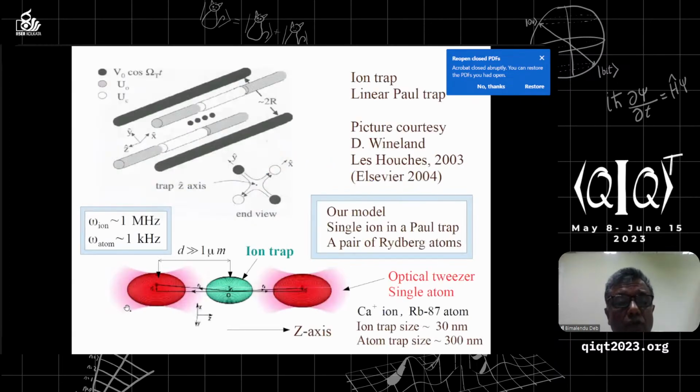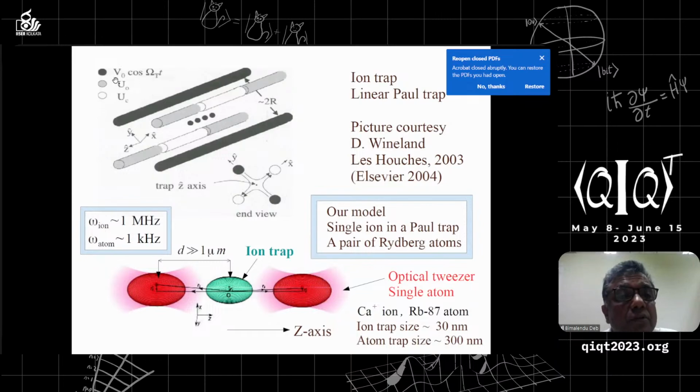So how do we then combine ion traps and atom traps? This is a pictorial depiction of a Paul trap. This figure is taken from Wineland's lecture notes given in 2007, published by Elsevier in 2004. You know that an ion cannot be trapped just by static forces. You also need dynamic forces.